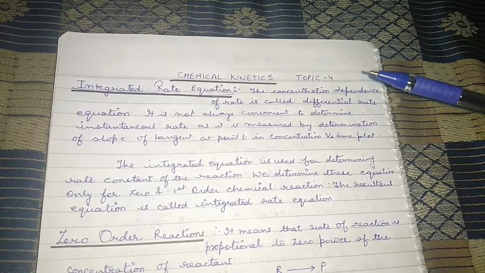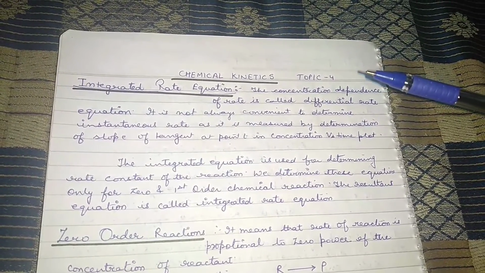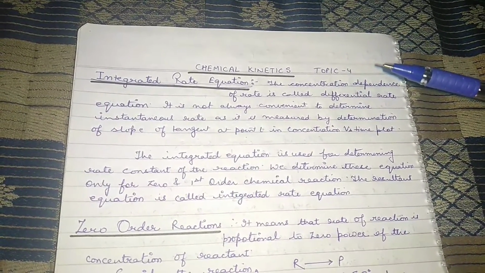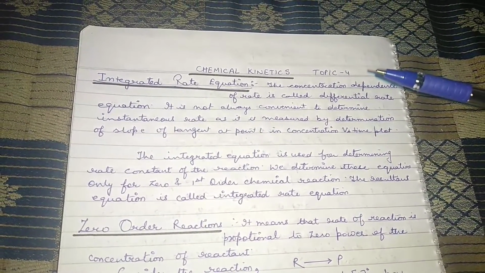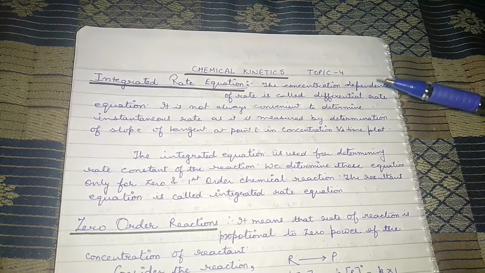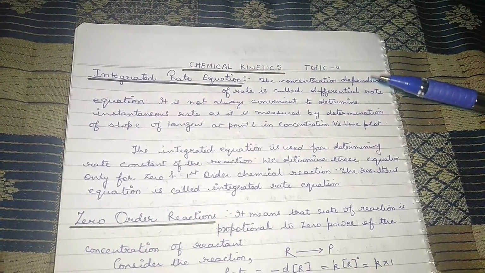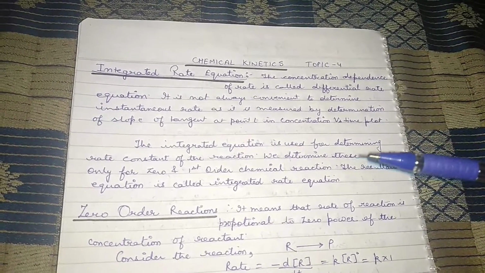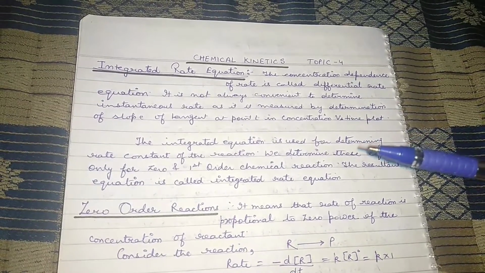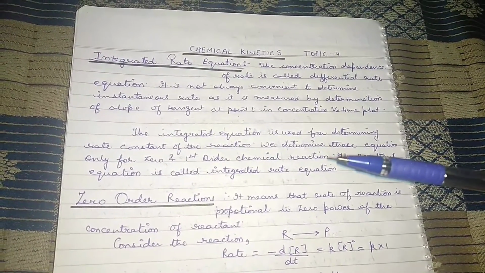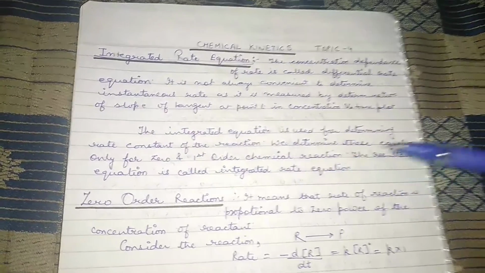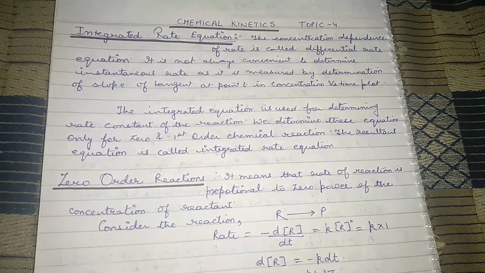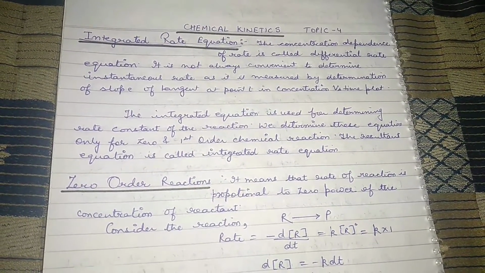So what is integrated rate equation? Here I have written, the concentration dependence of a rate is called differential rate equation. It is not always convenient to determine the instantaneous rate, as it is measured by determination of the slope of a tangent at a point t in the concentration versus time plot. So now I'm going to show a plot between concentration versus time. The integrated rate equation is used for determining the rate constant of the reaction. We determine these equations only for zero and first order chemical reactions. The resultant equation is known as the integrated rate equation.